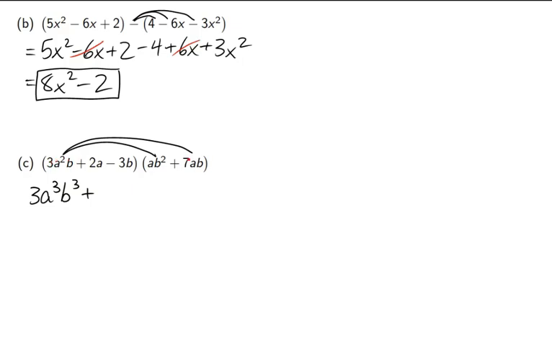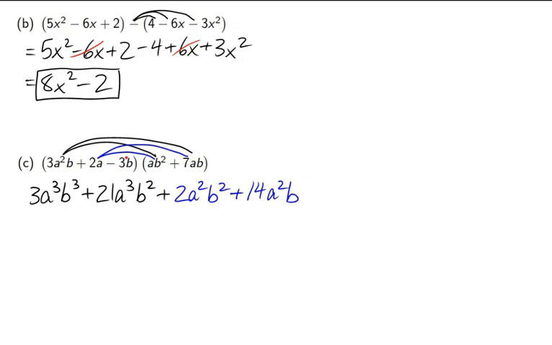Next term. 3 times 7 is 21. A squared times a is a cubed. And b times b is b squared. Next, I'll switch colors here. We've got the second term. And you multiply that by each term. So 2a times ab squared, we get a 2. A times a is a squared. And then we've just got a b squared. Then 2 times 7 is 14. A times a is a squared. And we have a b.